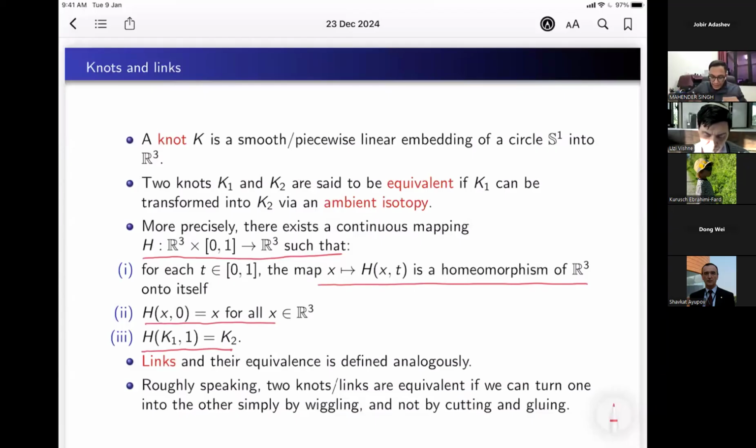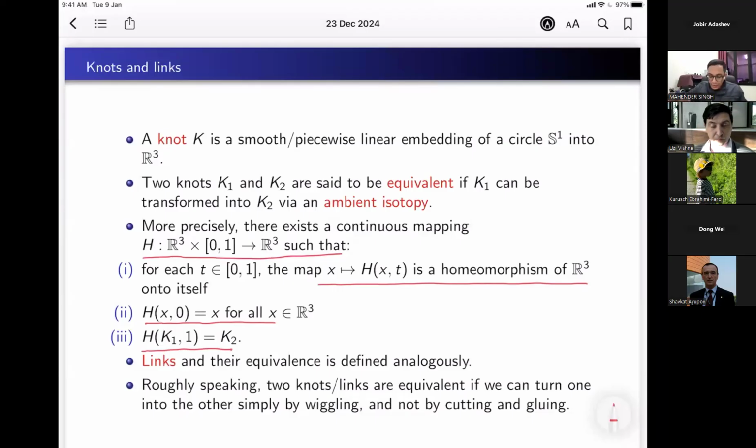And as I said, you can completely ignore this definition of ambient isotopy. Basically, it simply means that I have two knots suspended in the 3-space. I can wiggle one and get the other. What I'm not allowed is cutting it and regluing. So just by wiggling, I should be able to obtain one knot from the other.